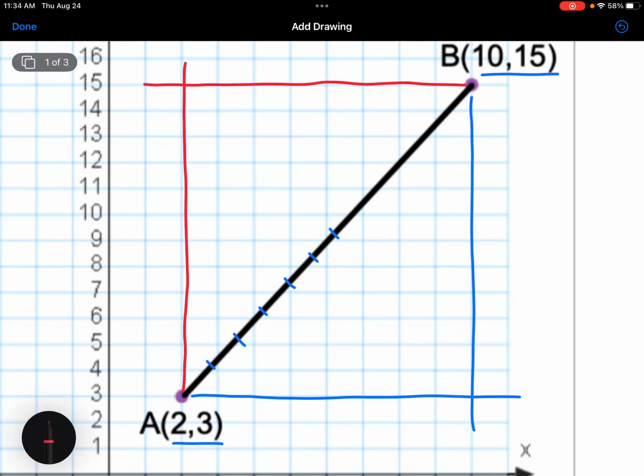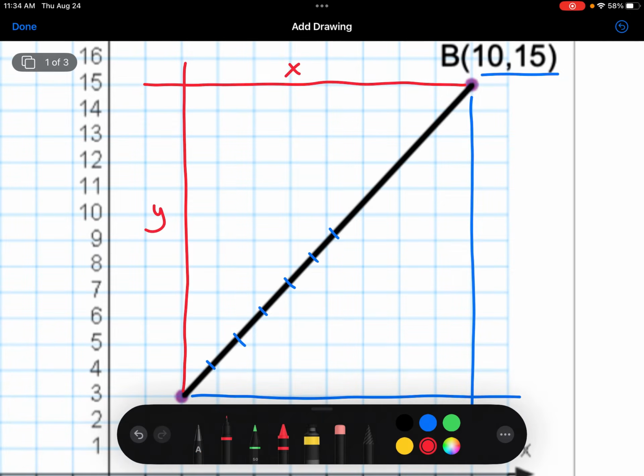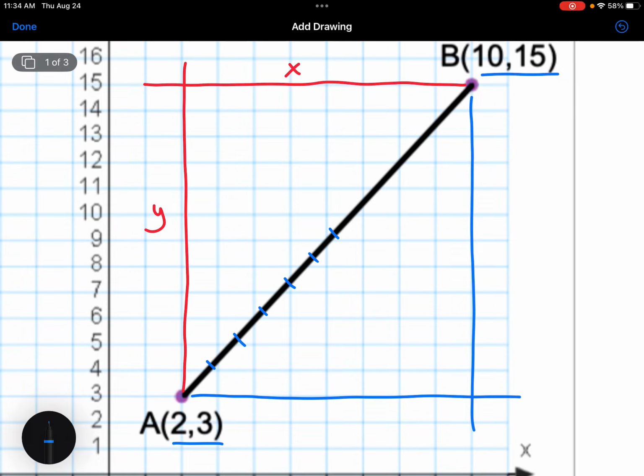No matter what we're looking at here, this is always going to be our x, this is always going to be our y. If we were considering the bottom of that triangle, our x would be here and our y would be here. The distances would be the same. So all we have to do is find the difference between our x's. This is 10 and 2, so the difference here would be 8. That would make 8 at the top as well. And then the difference between 15 and 3 is going to be 12. And that would be 12 here.